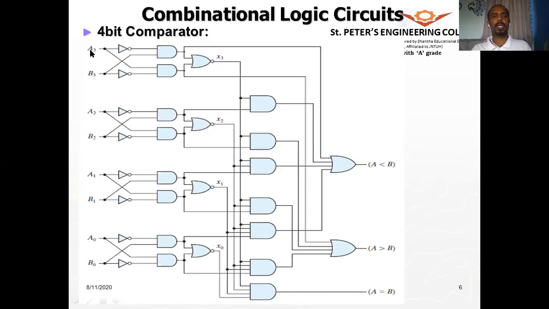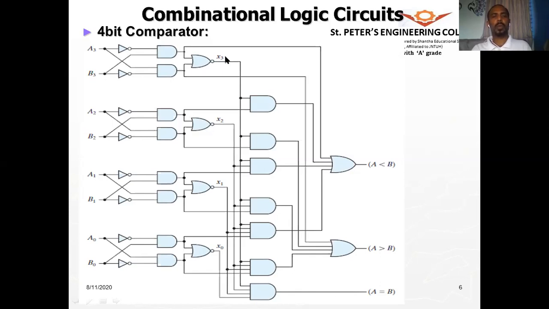A3, the complement will be 0. So 0 and 1 are the inputs to this AND gate. So output is 0. Here, A3 is 1, B3 complement will be 0. So 1 and 0 are the inputs to this AND gate. So output is 0. So what is the output of the NOR gate when both are zeros?